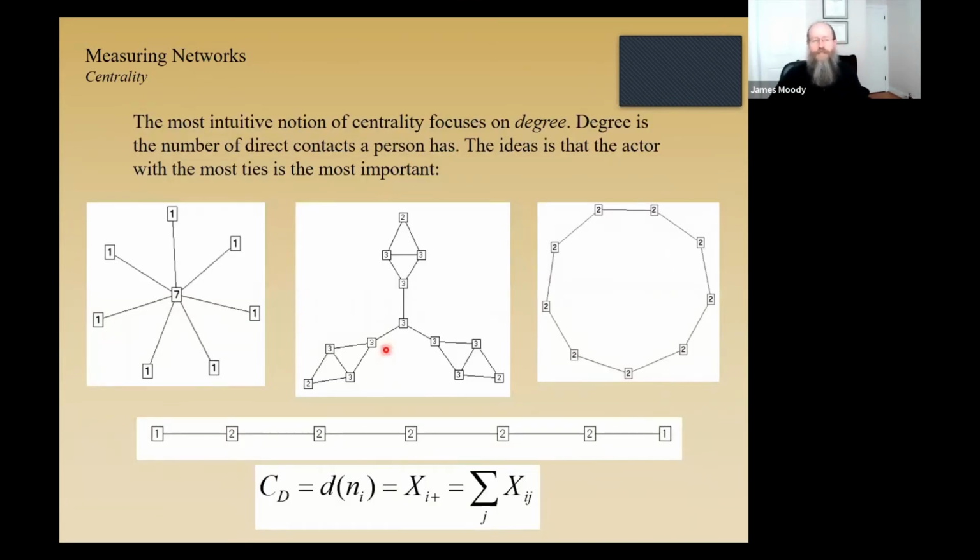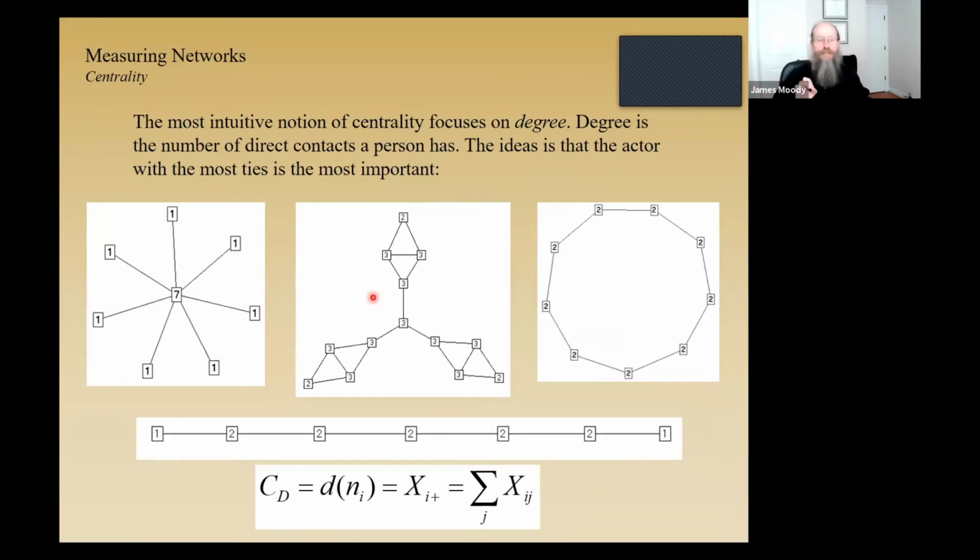All right. So starting with degree centrality, we can imagine that degree centrality is just the number of people you're tied to. So in this case, the central node is tied to 7 other people. Each person on the end is tied to 1 other person. In this case, you notice this little kite graph, each person has 3 ties, except for these people at the end that have 2. In the ring, each person has 2 ties.